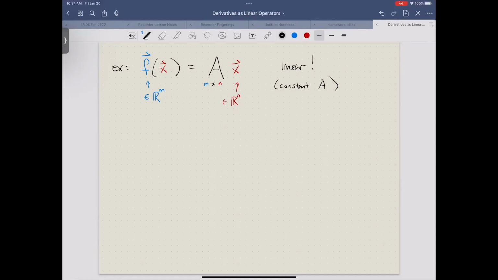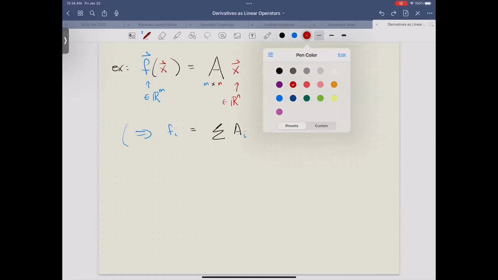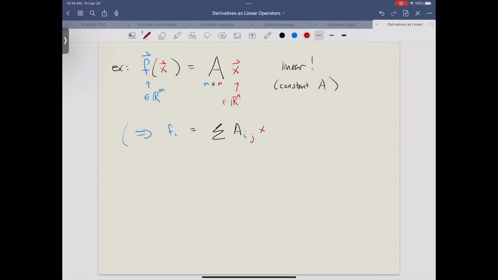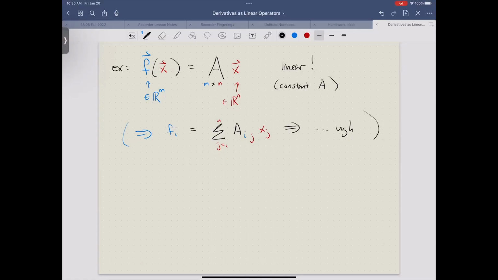Still much faster than 1802. So the 1802 way would be to write this out in components. So f_i is the sum over j, from 1 to n, of A_ij x_j, right? You could write it out in terms of all the components and take derivatives that way. It's not so bad, but it becomes really awkward really quickly, right?